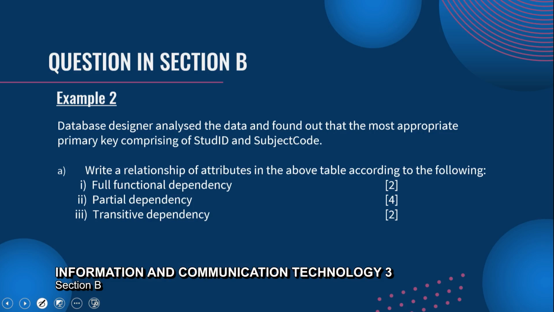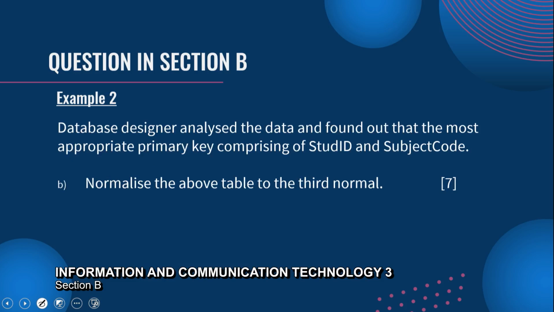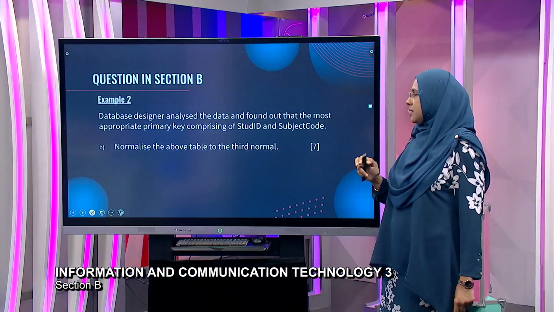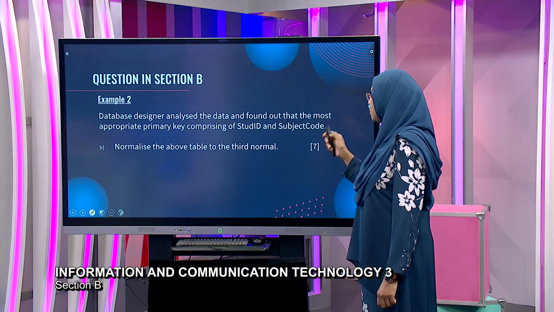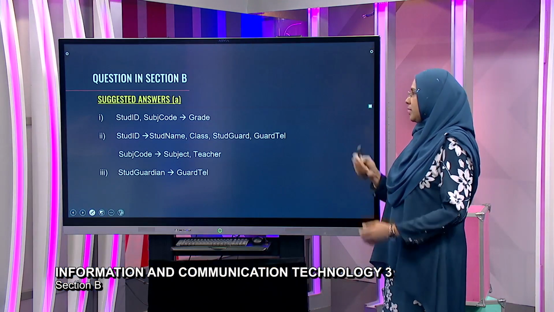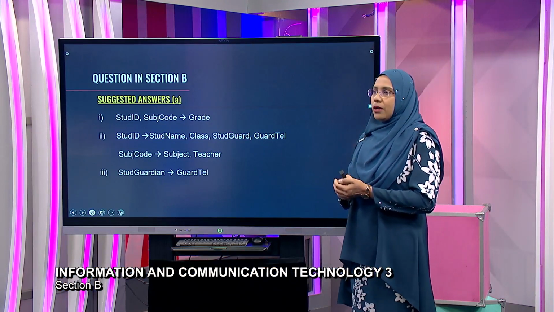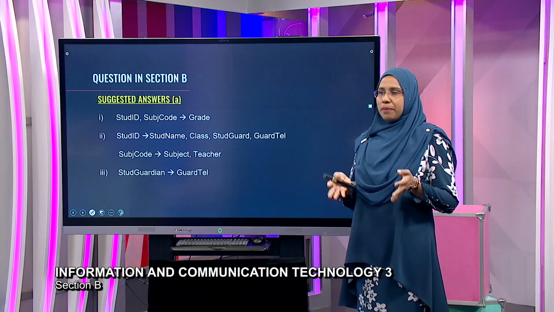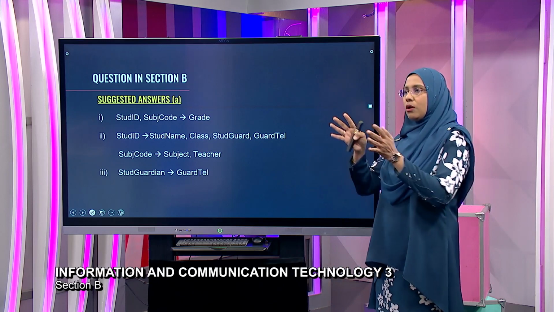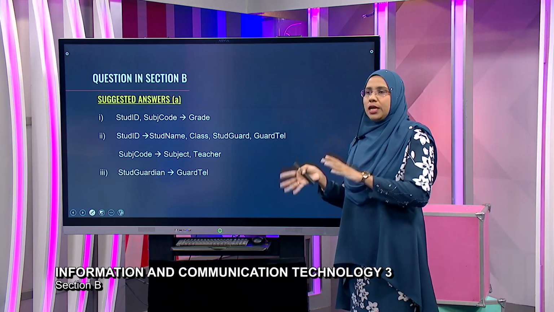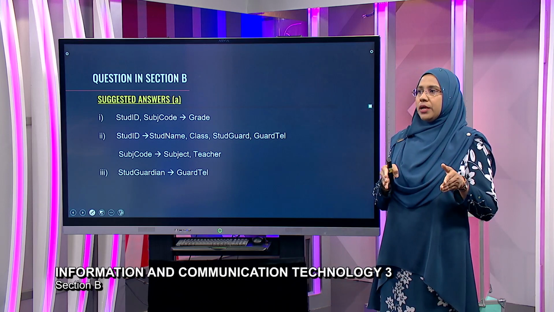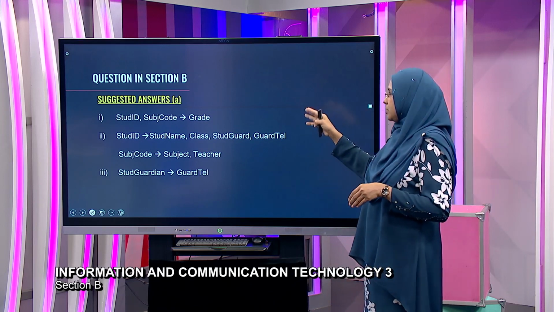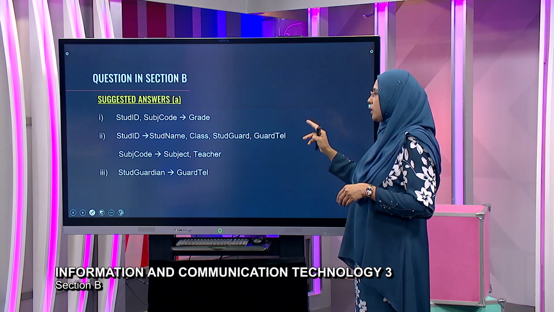Okay, so how to write dependency? I told you just now. Number 2, normalize. After you identify the dependency, you normalize to third normal form. So the suggested answer: for full functional dependency, you must make sure all the attributes fully depend on its primary key. So the answer is student ID and subject code.